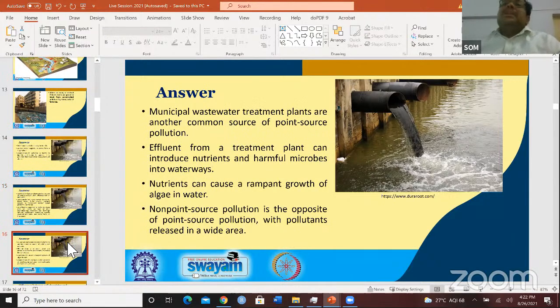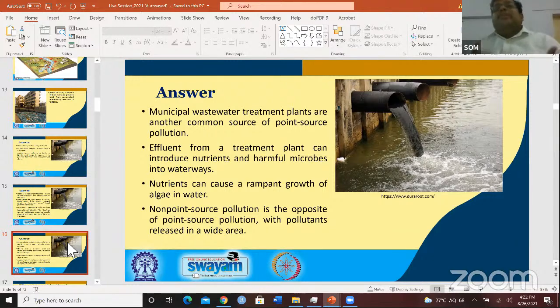Now, municipal wastewater treatment plants are another common source of point source pollution, as I've just shown you. Effluents from treatment plants can also introduce nutrients and harmful microbes into waterways. Nutrients can cause a rampant growth of algae in water, just as I showed you in our previous slides, where this point source pollution is polluting the water body in China. That is due to the rampant growth of algae in water.